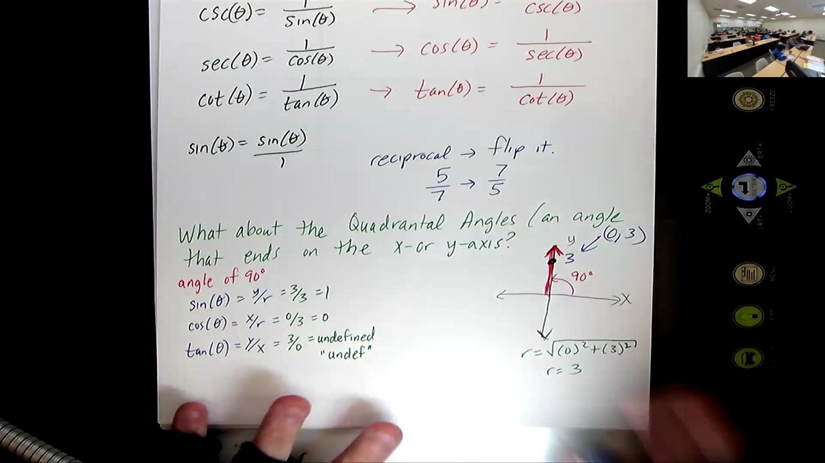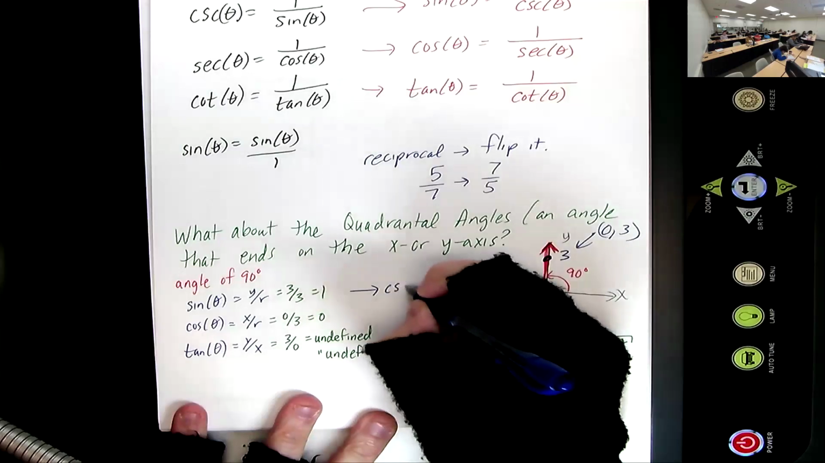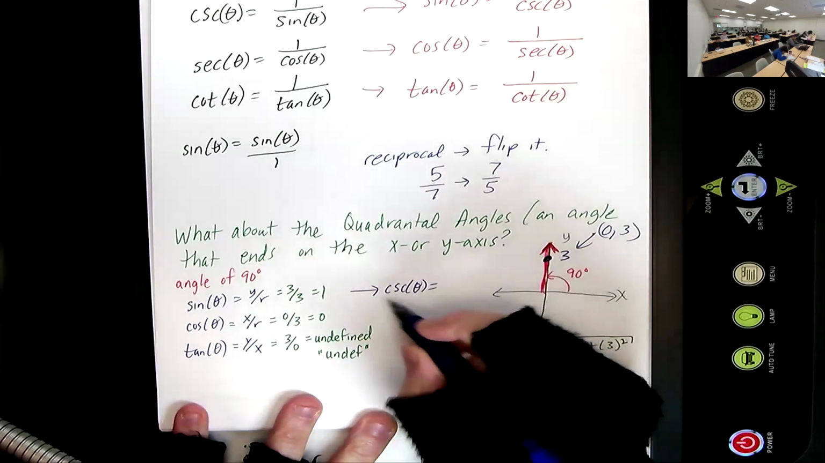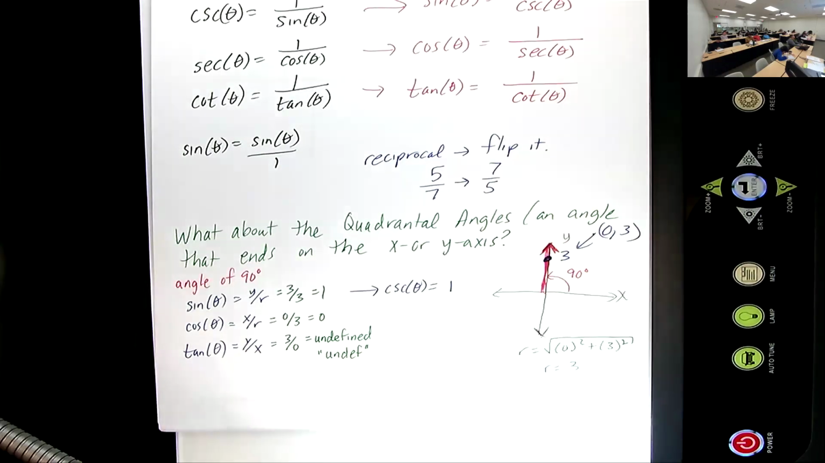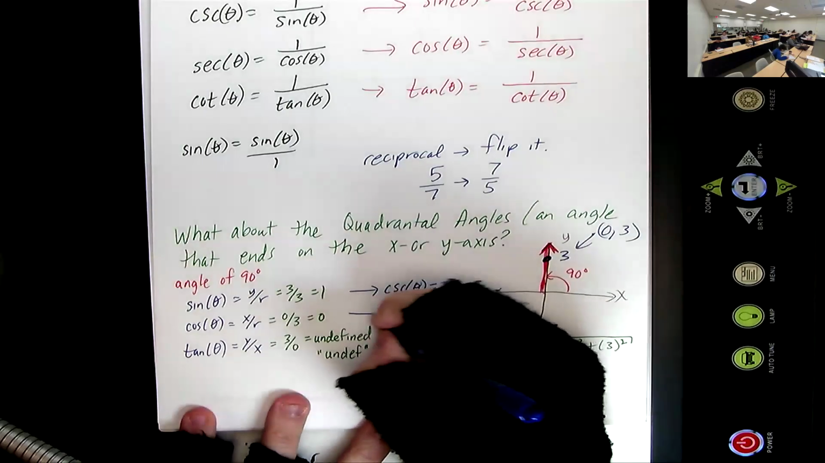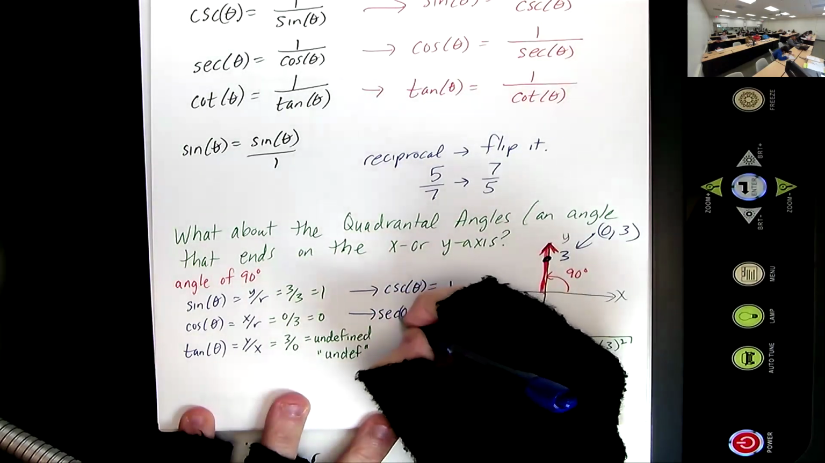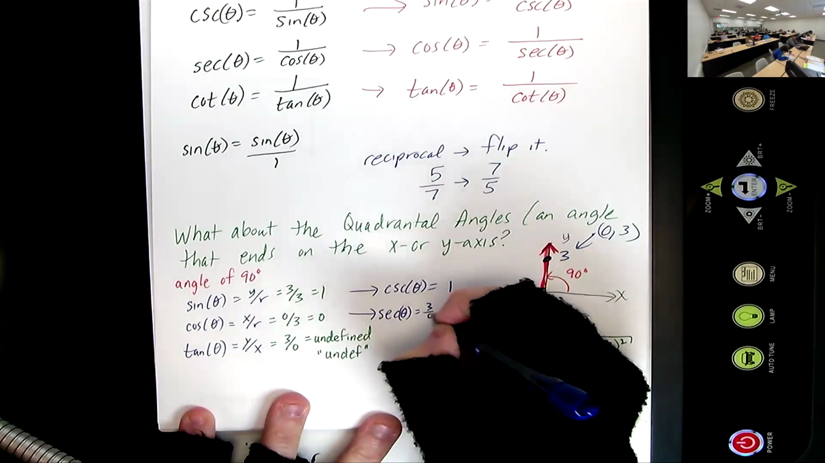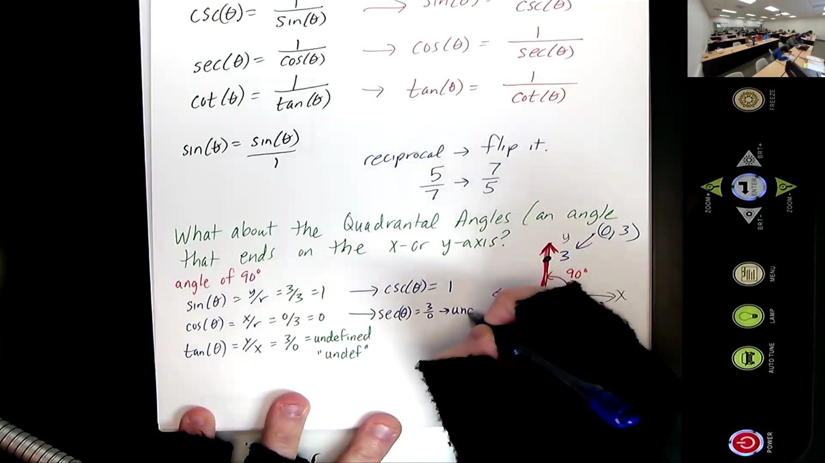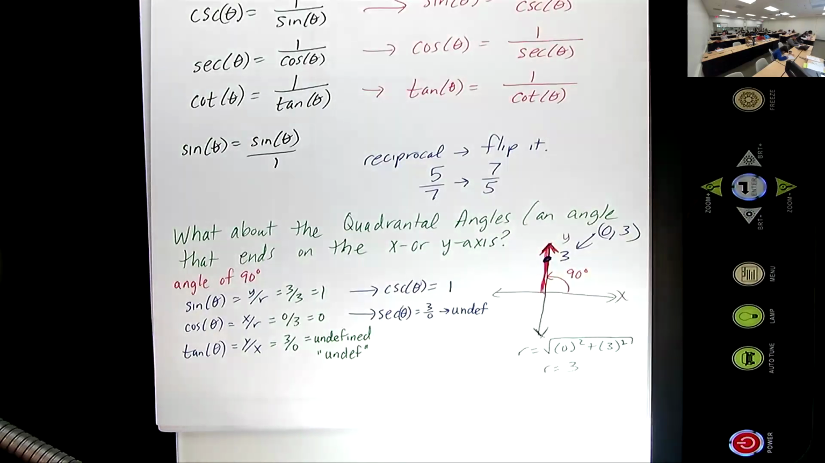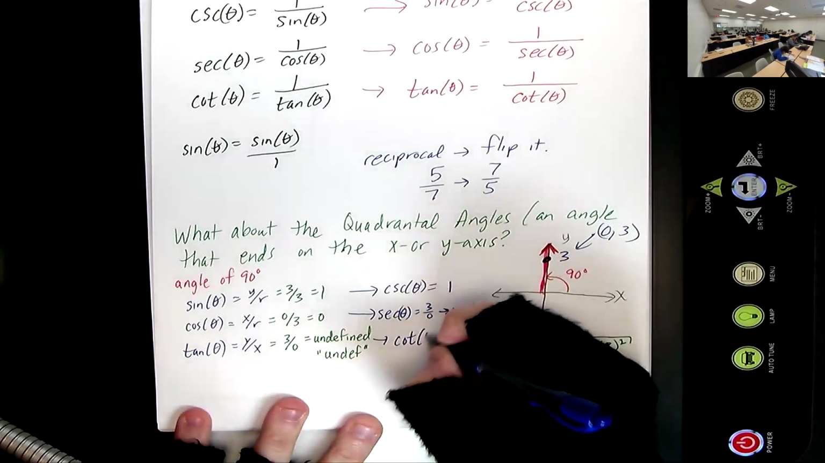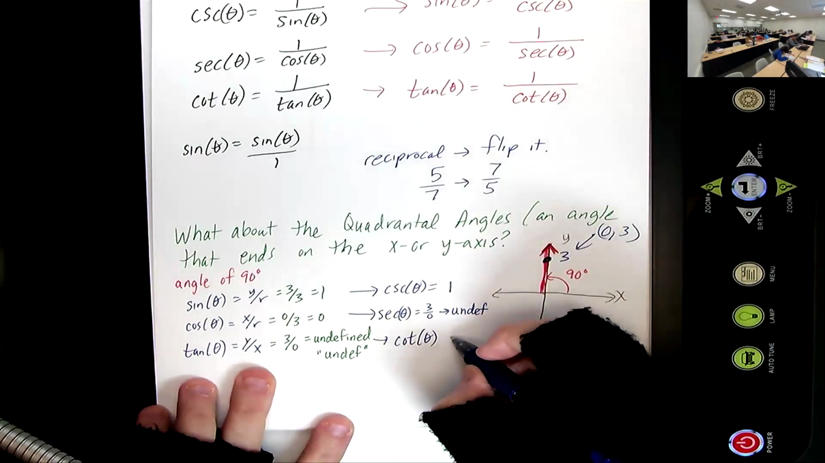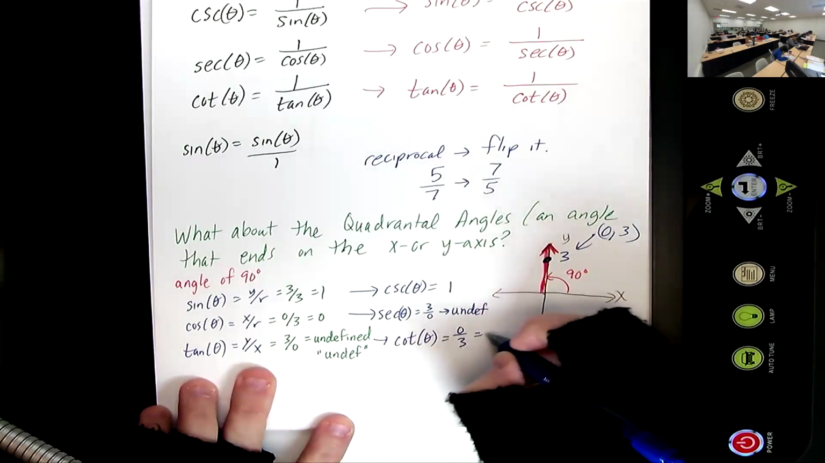If I flip these, cosecant is 3 over 3, the same as 1 over 1, we still get 1. Secant theta would be 3 over 0, so this one is undefined now. And cotangent theta, flipping tangent, is x over y, 0 over 3, which is 0.